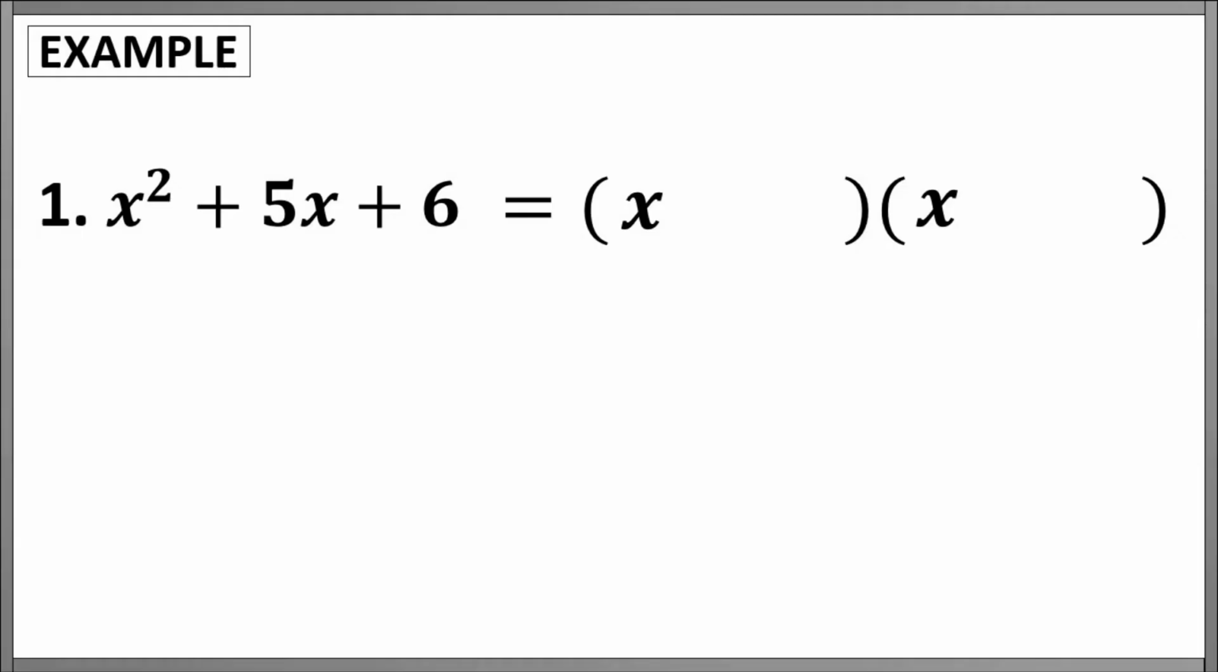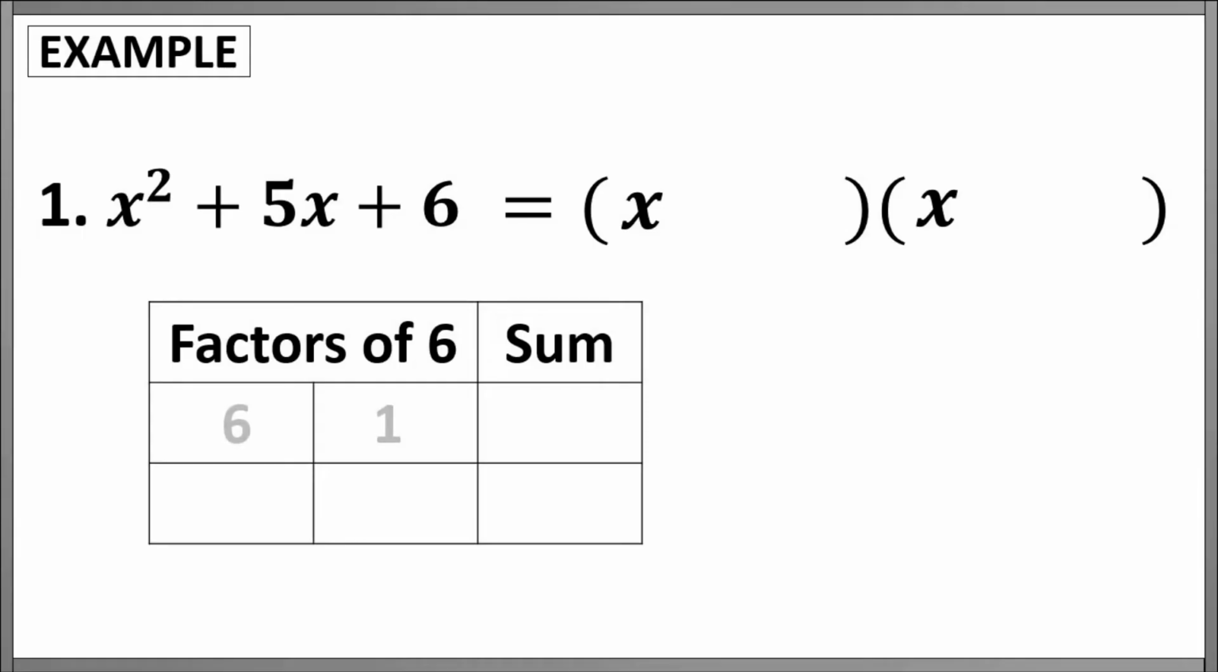To determine which among those pairs we are going to use, we will also consider the coefficient of our middle term. In this case, we have positive 5. So among those pairs of factors of positive 6, we will get the pair of factors whose sum is positive 5. For the first pair of factors of 6, let's consider 6 and 1. The sum of this is 7, but we need positive 5. Let us consider another pair of factors of 6. We have 3 and 2. Now the sum is 5. And since we got the middle term positive 5, we are now ready to write plus 3 and plus 2 for our binomial factors.